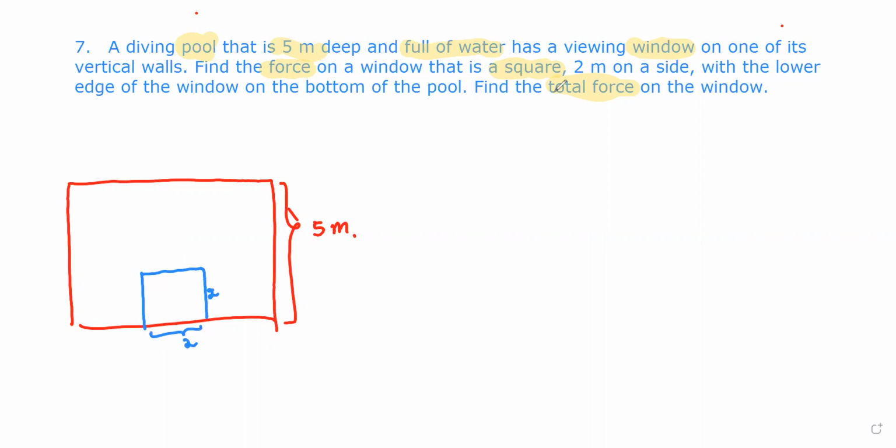The question asks you to find the force on the window. So we target this area, just the force on the window. Our target is the square shape here. So we pretend we have one slab of water, since the pool is full, right? The 5 meters deep. So we pretend we have one layer of water.